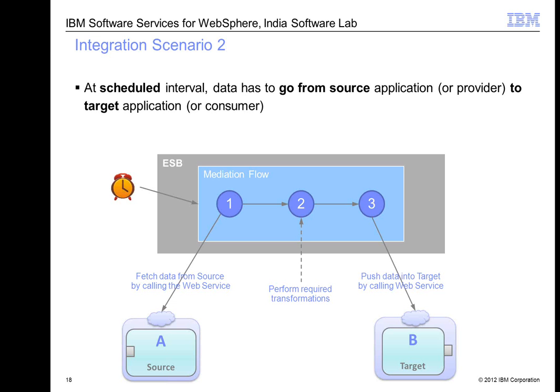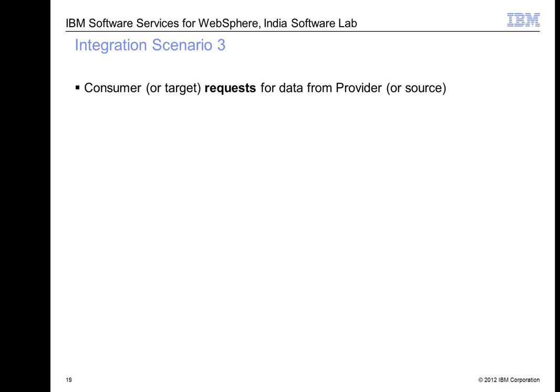Slide number 19, integration scenario 3. Well, in this case, consumer wants the data and consumer is going to request for it. I mean, he's the guy who is in need, so he's going to ask for it. Once again, we have A and B. A is the provider, B is the consumer.